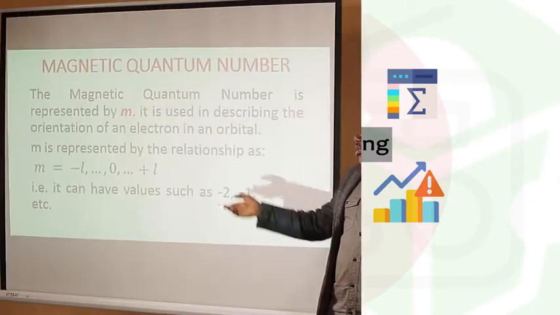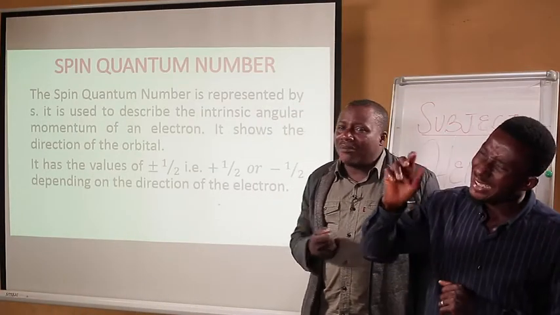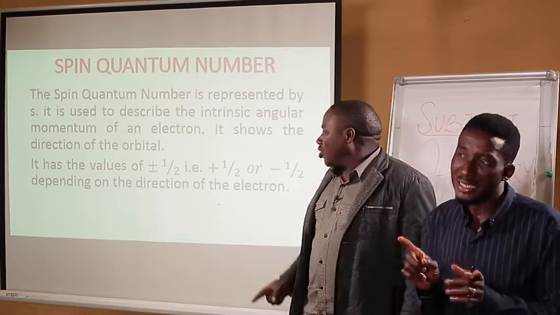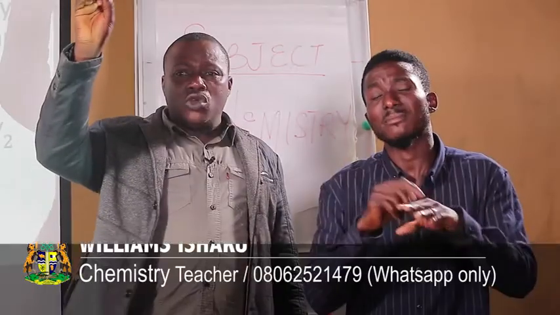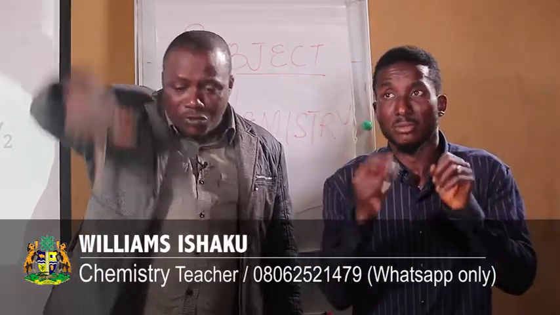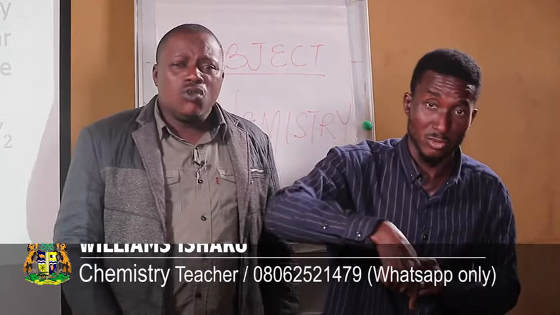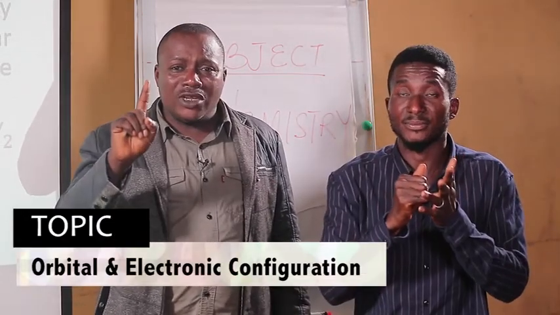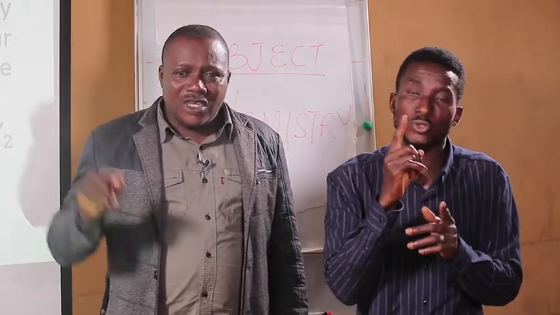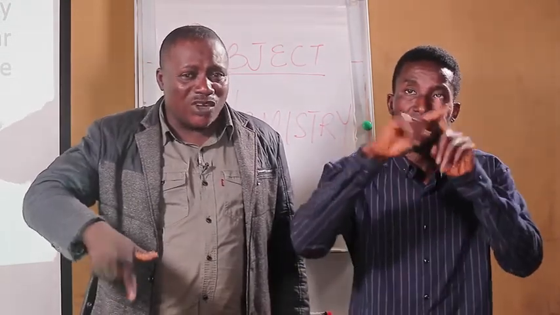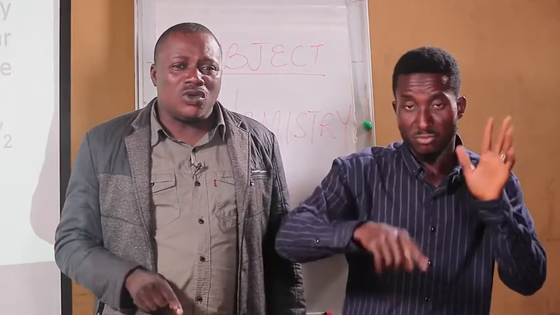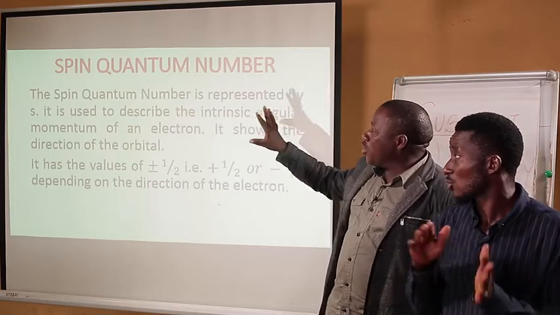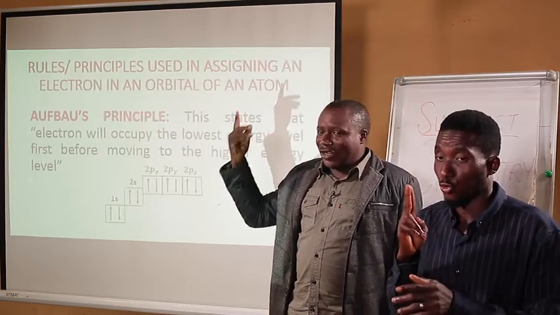The last but not the least is the spin quantum number. The spin quantum number is telling us the direction of the electron. Sometimes the electron could be pointing upward, and other times it could be pointing downward. When it is pointing upward, we use +½ to describe the orientation of that electron. If it is pointing downward, we make use of -½. Now, my students, these are what we use in describing an electron.